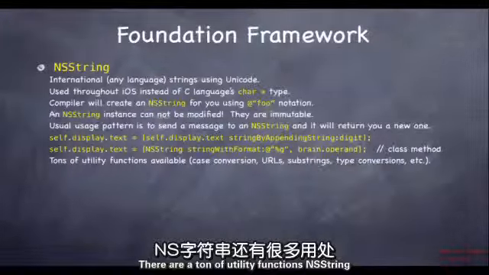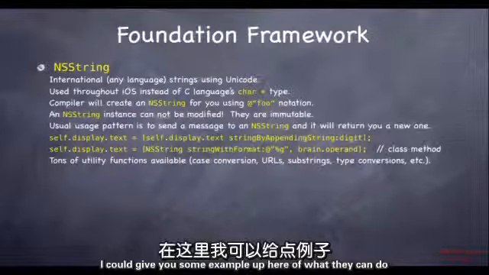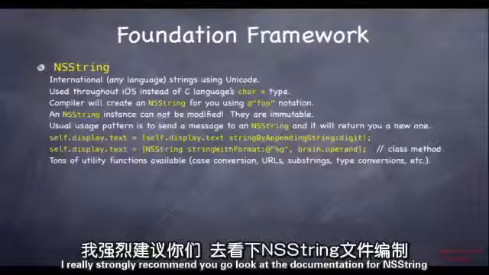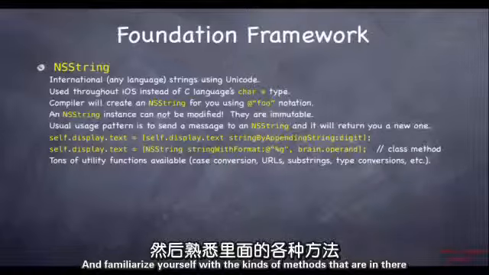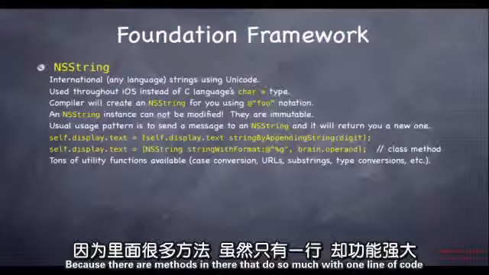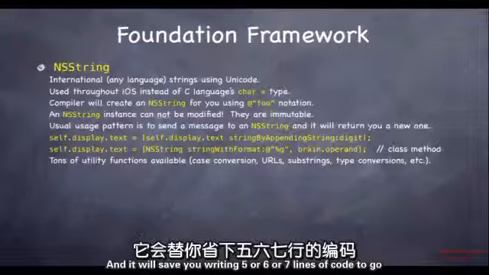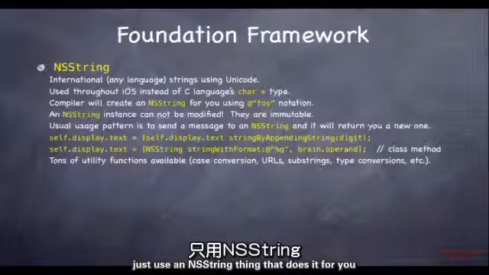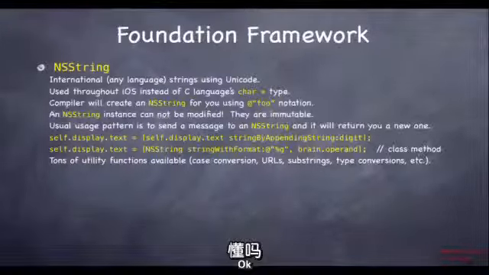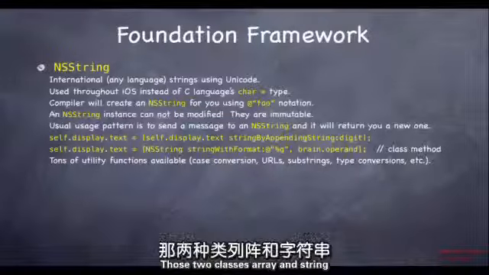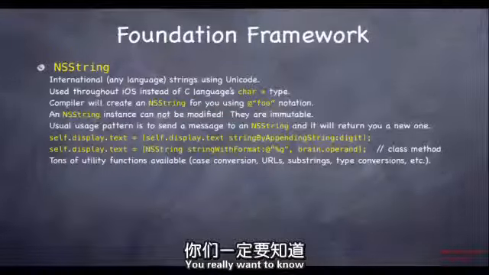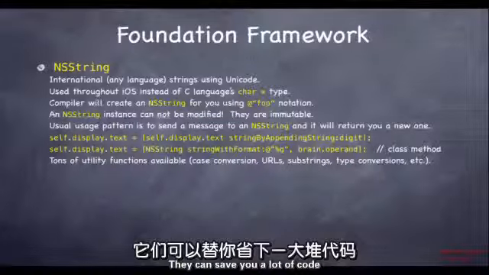There are a ton of utility functions in a string. I gave you some examples up here of what they can do. I really strongly recommend you go look at the documentation for NSString and familiarize yourself with the kinds of methods that are in there. There are methods that do so much with one line of code, you would not believe it. It will save you writing 5 or 6 or 7 lines of code, so just use an NSString method that does it for you. That's true in array as well. Those two classes, array and string, you really want to know all the things they can do, because they can save you a lot of code.